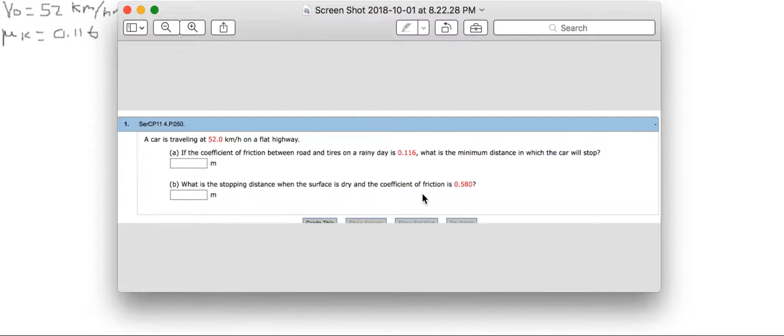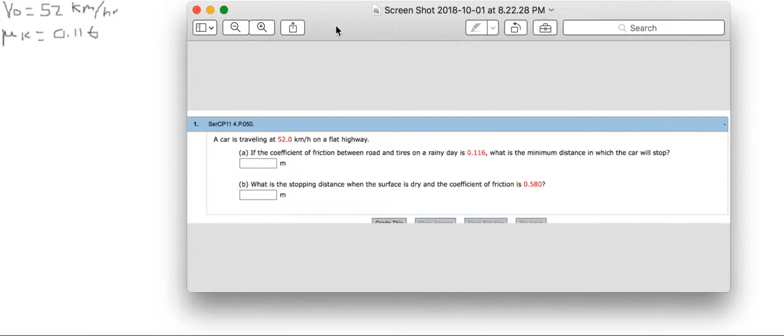A car is traveling at 52 kilometers per hour on a flat highway. If the coefficient of friction between the road and tires on a rainy day is 0.116, what is the minimum distance in which the car will stop? So we have 52 kilometers per hour. That is the V0, because it's asking when the car will stop, so VF is going to be 0. And the coefficient of friction is kinetic, because the car is moving, at 0.116.